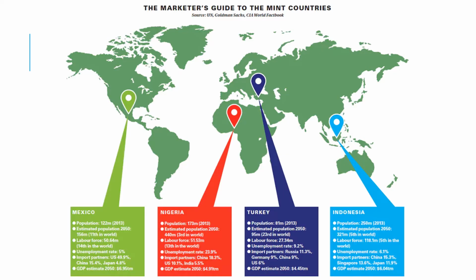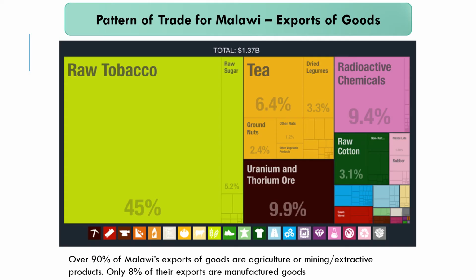Perhaps some of the fastest rates of growth now are seen by what's known as the MINT countries, and that stands for Mexico, Indonesia, Nigeria, and Turkey. Again, we can see significant populations, so large labour forces, and increasingly playing a large role in international trade. Now let's go on and look at some types of exports.